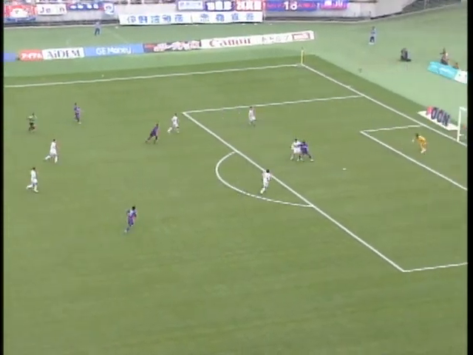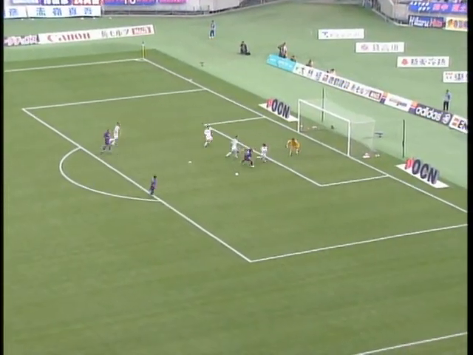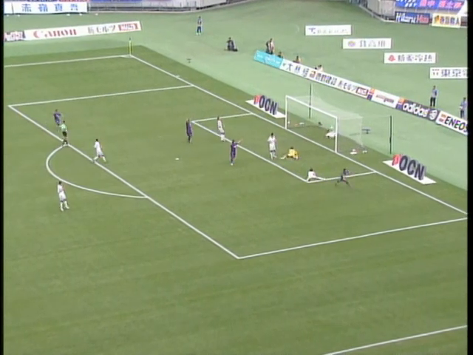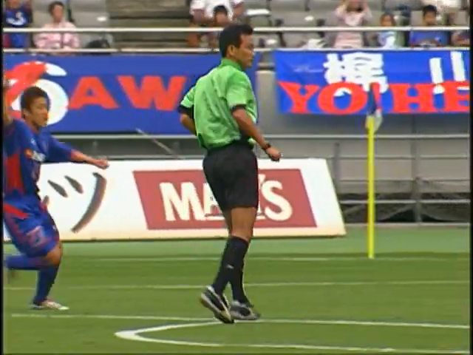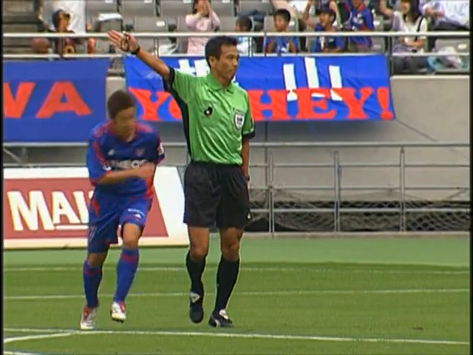When the whole of the ball passes over the goal line, the referee and the assistant referee must make eye contact and confirm that there are no infringements before signaling that a goal has been awarded.